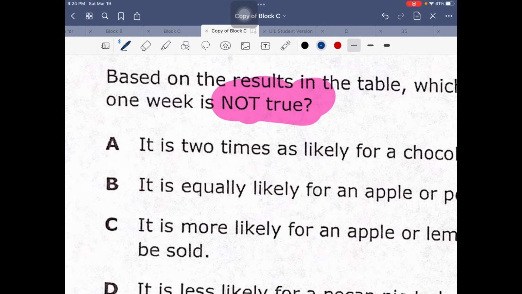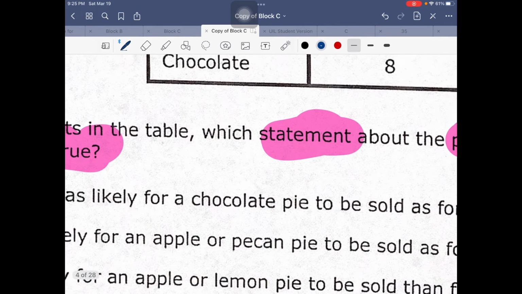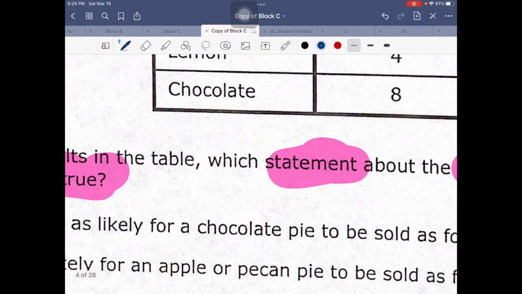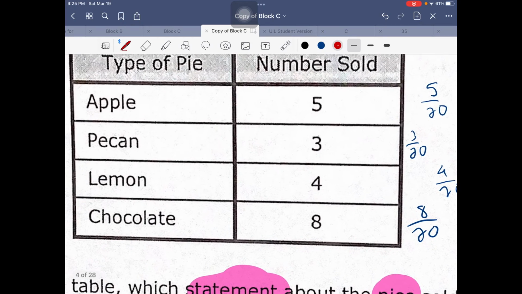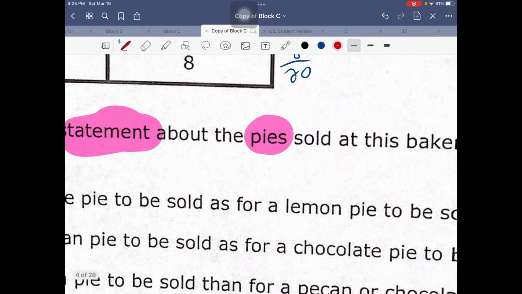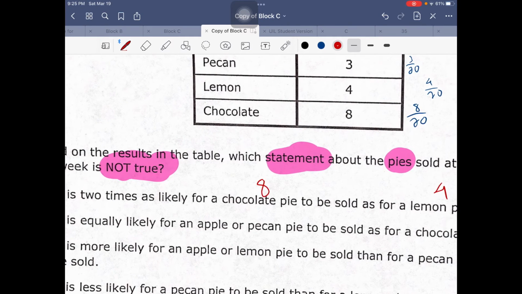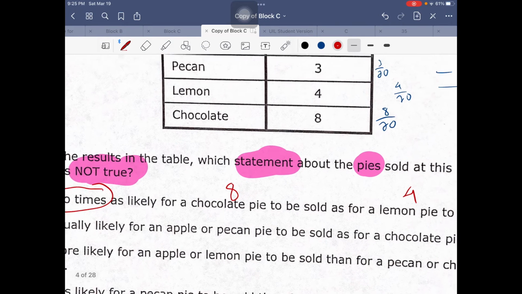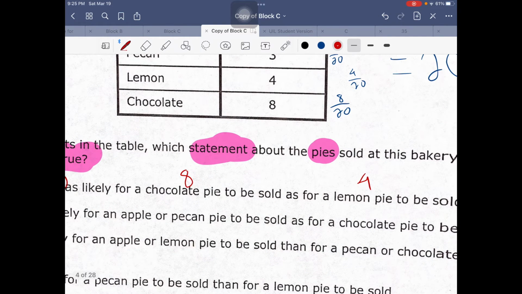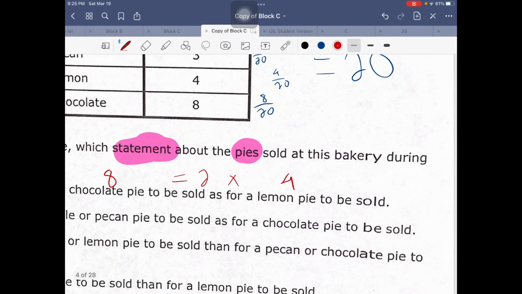Now, it is 2 times as likely for a chocolate pie to be sold. How many do we have for chocolate pie? 8, right? 8. As for lemon pie to be sold, how many do we have for lemon? 4. Now, I'm going to ask you this. Is it 2 times as likely for a chocolate pie to be sold as for lemon pie to be sold? Is 8 2 times 4? Yes. 2 times 4 gives you 8, so that is true.